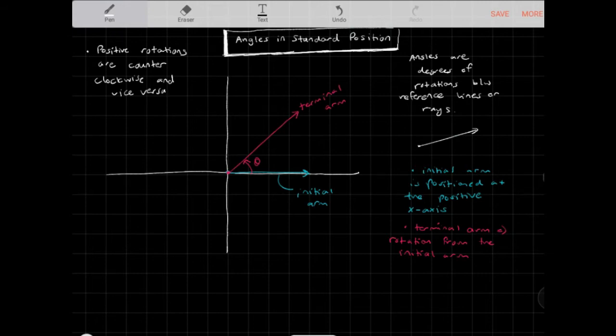So in standard position or standard form of an angle, positive rotations are counterclockwise. That means that if theta is greater than 0 degrees, it's a counterclockwise rotation from the initial arm to the terminal arm. And if theta is less than 0, this is a clockwise rotation from the initial arm to the terminal arm. So all the rotations are relative to the initial arm. And here we've shown that theta should be positive because this is a counterclockwise rotation.